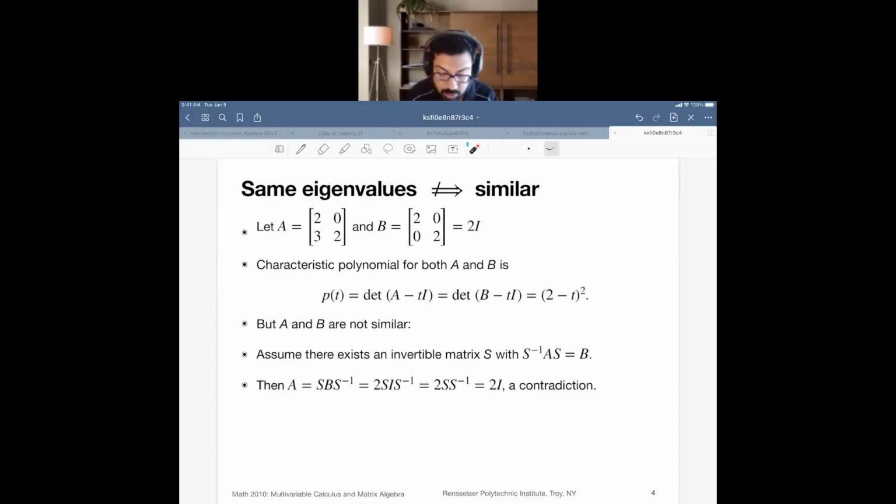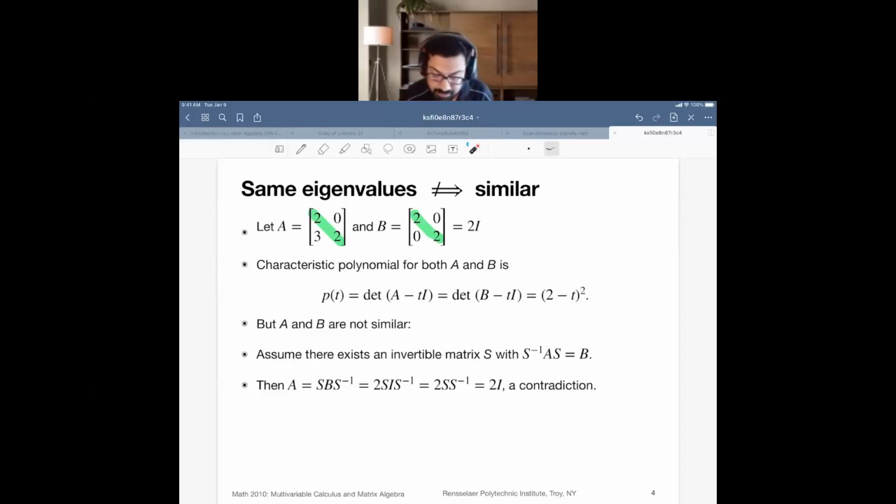Now if you look at the characteristic polynomial for A and B, because their diagonal elements are exactly the same, when you do the determinant of A minus Ti or the determinant of B minus Ti, you will see that both these characteristic polynomials work out to be 2 minus T squared. So the characteristic polynomial for these two matrices are exactly the same, 2 minus T whole squared. The eigenvalue is 2 and there are 2 of them. So the algebraic multiplicity for eigenvalue 2 is 2. But we will see that these are not similar. So this is the case where the characteristic polynomial is the same, but these are not similar matrices.